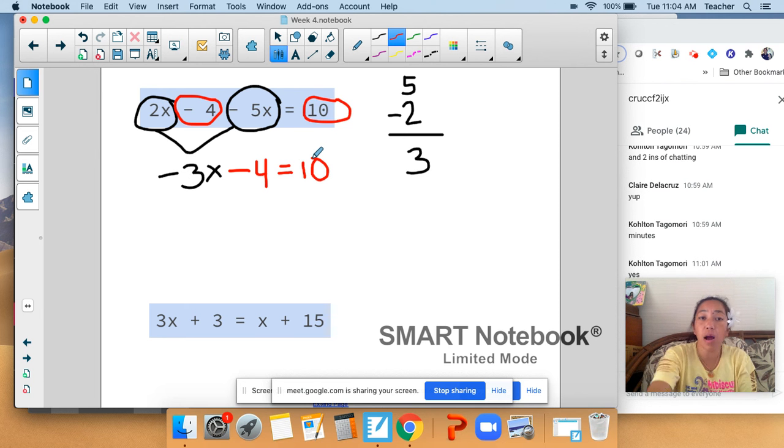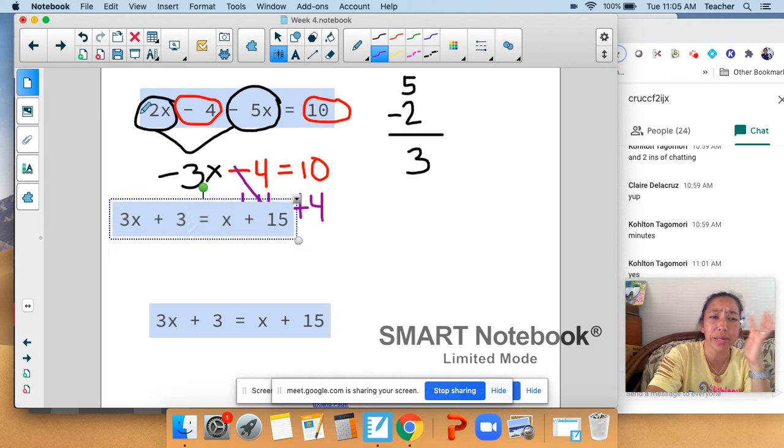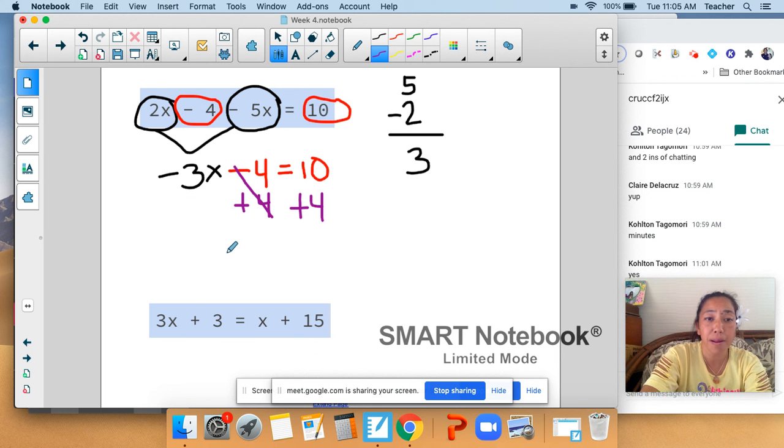Okay, so for this one, now this is like our two-step equations like we did in the homework last night. And you think of the journey of x. What was the last thing to happen in this journey of x? And it's this minus 4. So to undo that minus 4 and work backwards to isolate the x, we are going to do the inverse operation of subtraction, which is addition. And we add 4 on both sides. Plus 4 minus 4, that's going to go to 0. Okay, so that's how we are going to get the negative 3x by itself. And that's going to equal 14.